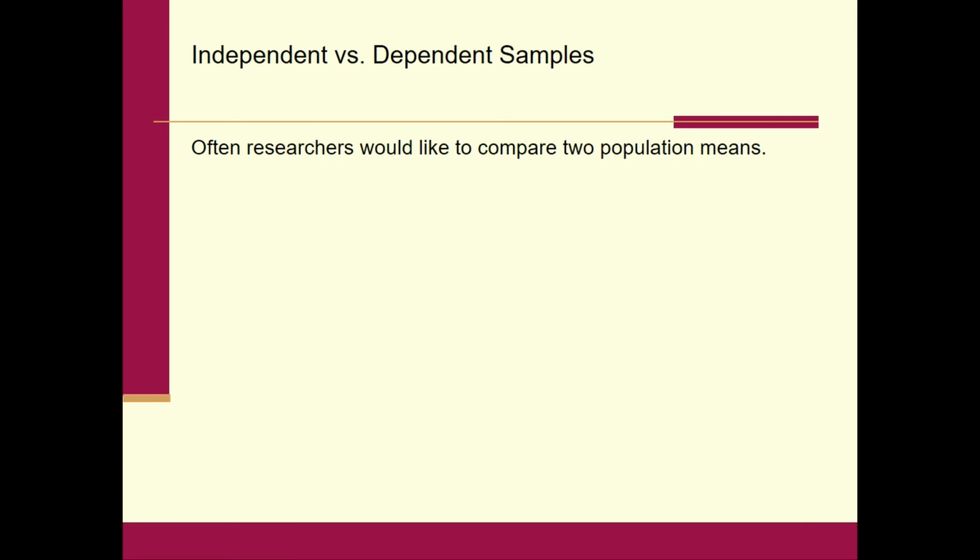Often researchers would like to compare two population means. This chapter is all about the comparison of two population means. And you might be asking, well, Doug, how can we have two populations? Because we've just been working with one population. How can we have two?